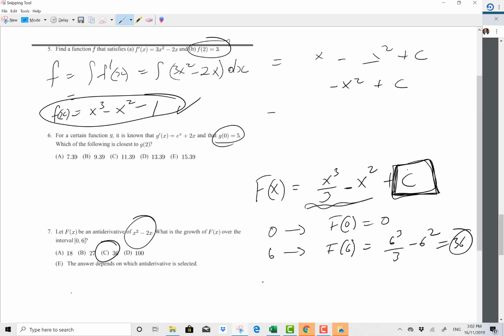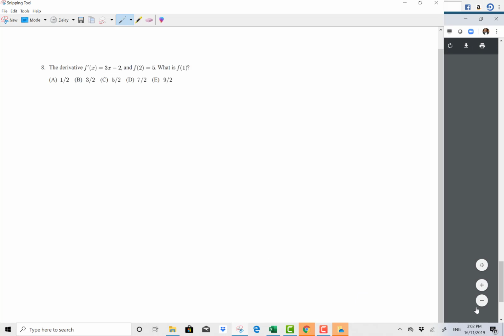So it's going to be 36 plus whatever this constant is. The constant doesn't really affect the antiderivative, because c is the constant point, and that's where the function is growing from. All right, so that completes number 7. Number 8 is pretty much the same thing as before. Let's see if we can run through it.